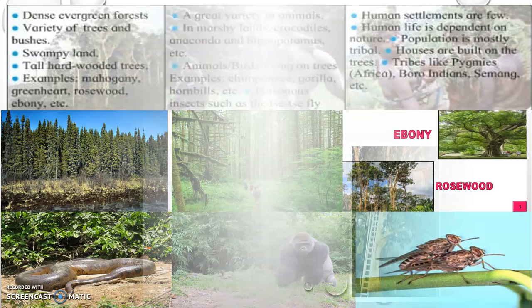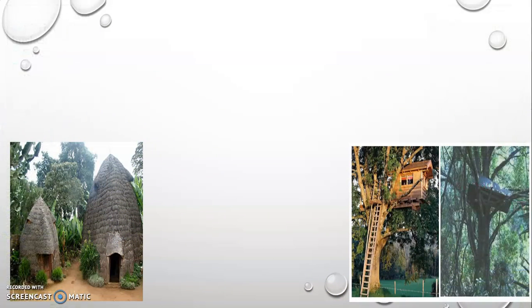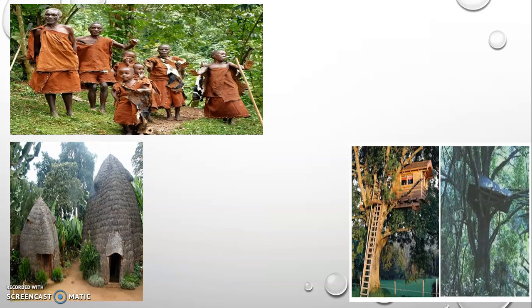And last but not least, the human life, human settlements. The human settlements are few, and majority of them build their houses, some on the trees, as you can see, and some in dome shape, covered with mud and thatch roof, as you can see in the picture. Other than that, which human settlements are found in this equatorial region?